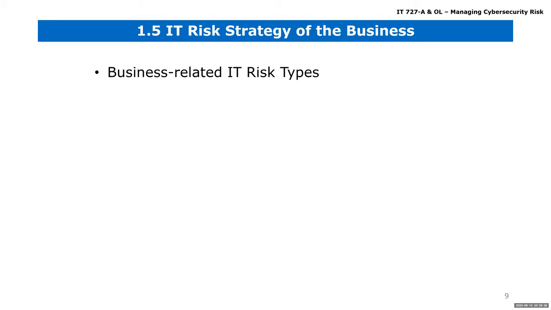But okay, so some risk strategies of the business, right? I think we have touched on all of these, business-related IT risk types. We have spoken about it. Senior management support, it is what? Valuable, we know how important it is to have senior management support, right? What happens if there is no senior management support and change needs to happen? Is that becoming really a challenge?